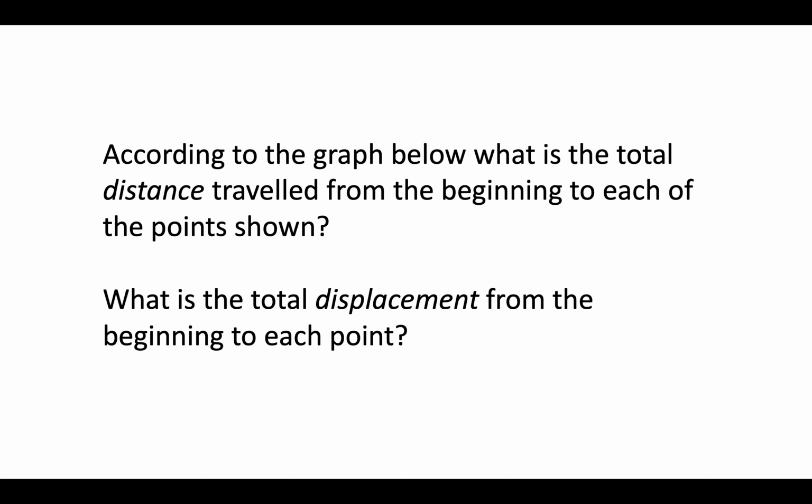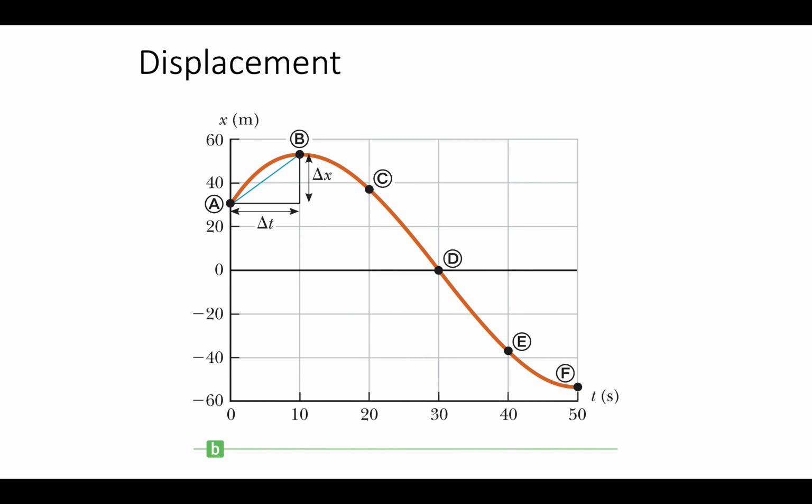Okay, so let's look at the graph below, and let's look at the distance from the beginning to each of the points shown and the displacement from the beginning to each point, and we'll contrast the difference. So here, what I've got is a position versus time graph. What this does basically is it tells me at any time where I am. So at 0 seconds, I start at 30 meters. At 10 seconds, I'm at about 52 meters. At 20 seconds, I'm at 38 meters, etc. So this is the whole trip that we just showed in the previous slide.